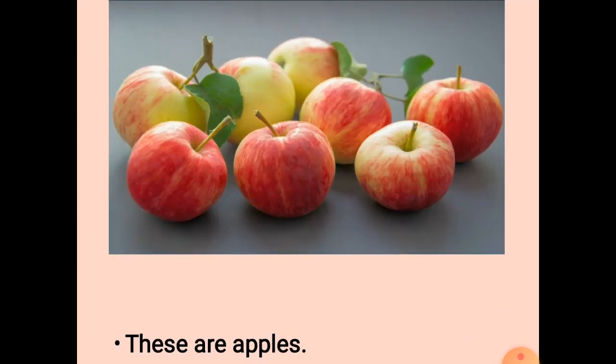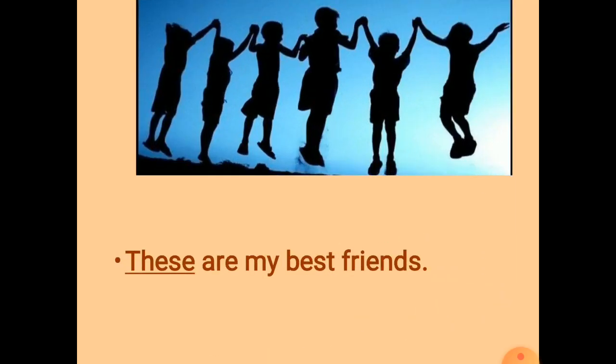Next example is these are apples. You can see there are many apples. These are my best friends. We don't have a single friend. We have many friends. So we have used here these are my best friends. Instead of using this, we have used these.